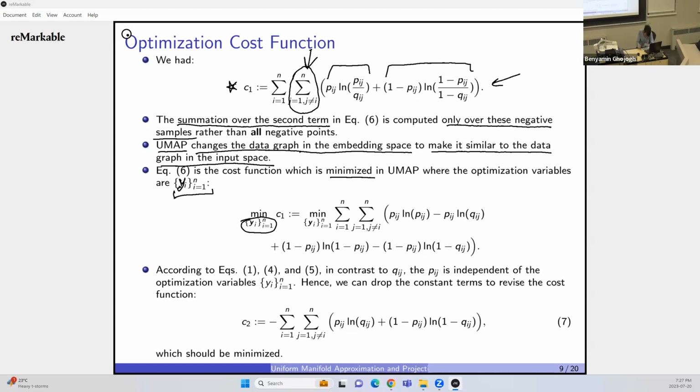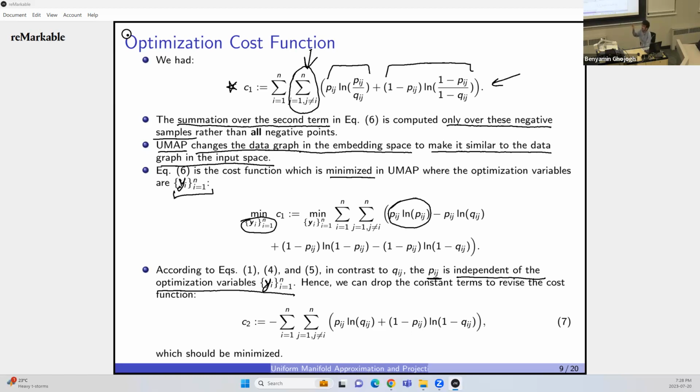Okay, so here Pij is independent of the optimization variables yi. Why? Do you agree? The yi's are the embedding points, which are the optimization variables, right? However, Pij just shows the probability of similarity between points in the input space. So Pij is not related to yi. Therefore, as the optimization variable is yi, I don't care about this term. This is a constant, right?